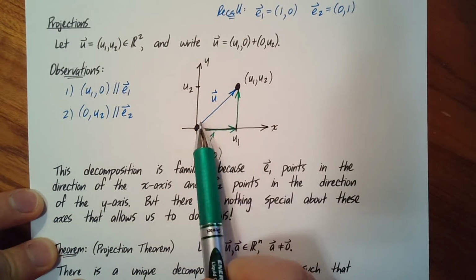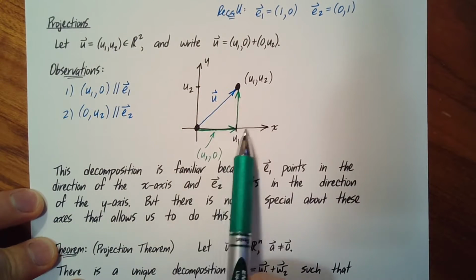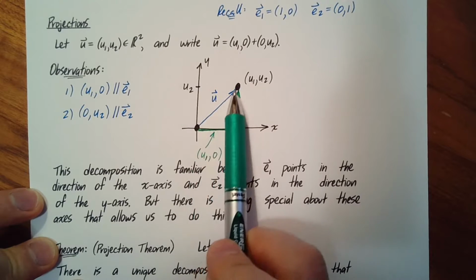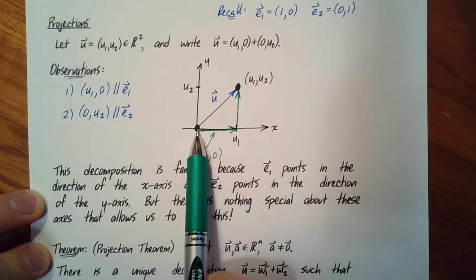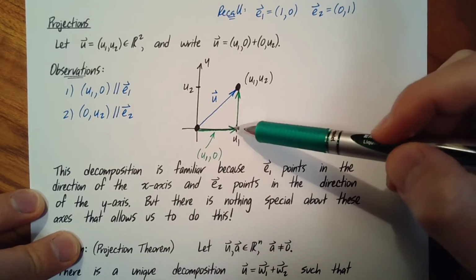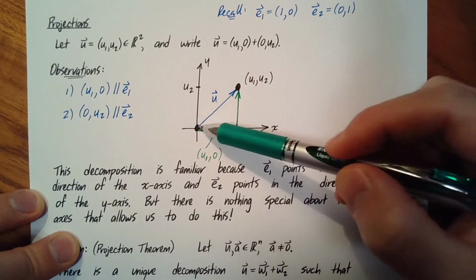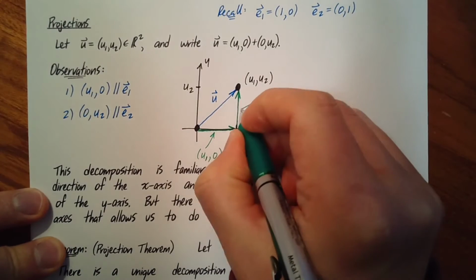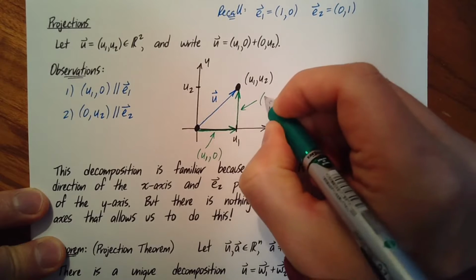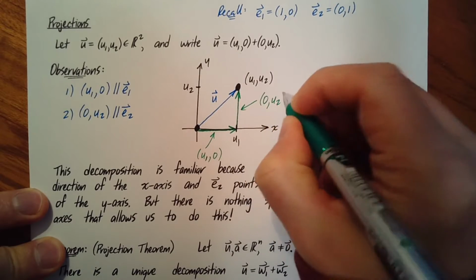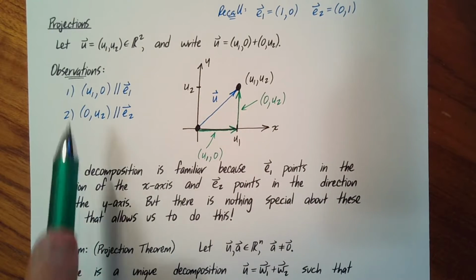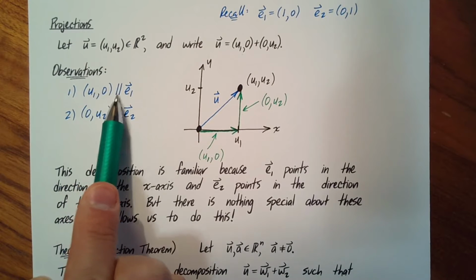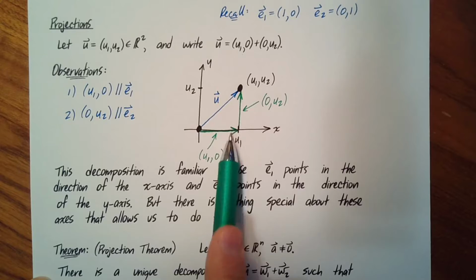That's what it means for the vector u to be the sum of these two vectors. If you add these two vectors geometrically, you end up getting the vector u, just like that. If I first do this first vector and then do the second vector, I end up here, but since I started here, the sum ends up being exactly the vector u. But this is the vector 0, u2. So you can see that what it means to say that this first vector is parallel to e1 is just that it points in the direction of the x-axis.